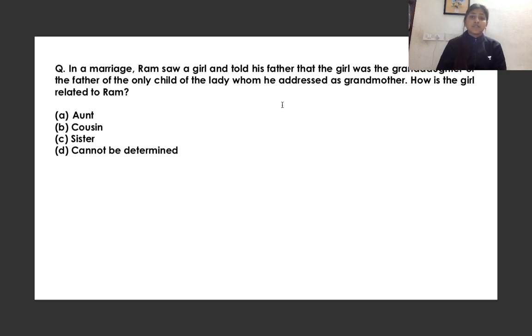So in these kind of questions, I've told you to start with some relation which is in direct reference to the person who is speaking. Okay, so who is speaking here? It's Ram. There is no word "my" here, otherwise we begin with "my", but at least they are saying whom he addressed as grandmother. Who is he? It's Ram. So we are talking about Ram's grandmother. Ram's grandmother's only child will be who? It will be Ram's father, right?